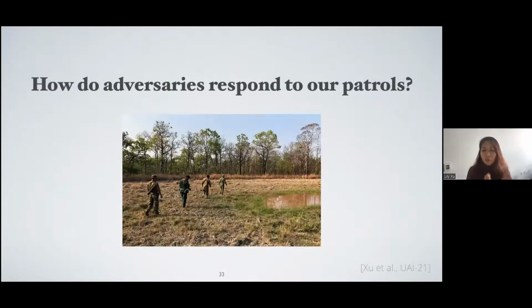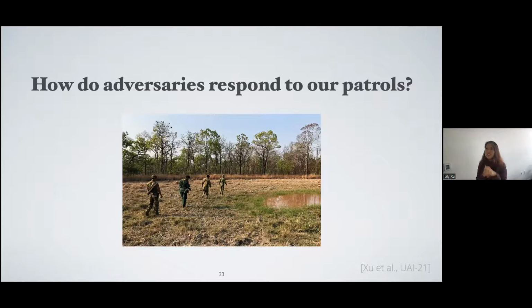We started with the supervised learning setting, considered, okay, what if we don't have very much data, which necessitated online learning? And now I'll briefly tease the third technical area that I had mentioned, which is to help answer this question: how do adversaries respond to our patrols?